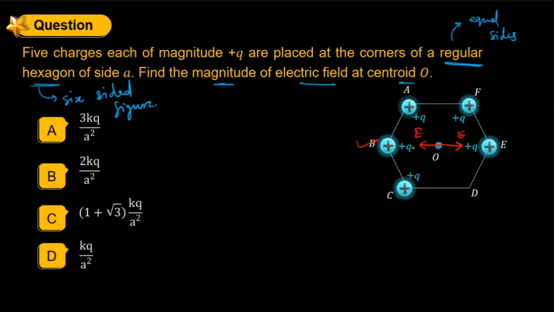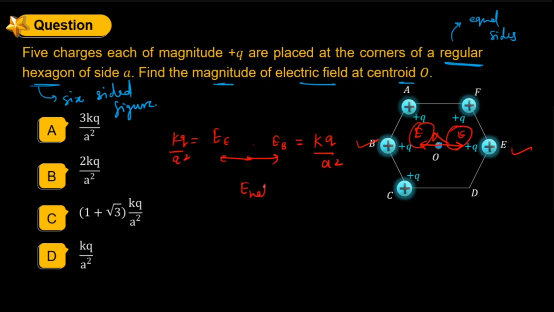So can I say that because of this B and because of this A, the electric field is going to cancel out each other? Yes, they will, because the electric field due to point E and due to point B must be the same in magnitude, and the magnitude is kq by a square. If the magnitude is equal and the direction is completely opposite, then what is the net field due to these two charges? It would be zero. So because of B and E, there is no electric field.